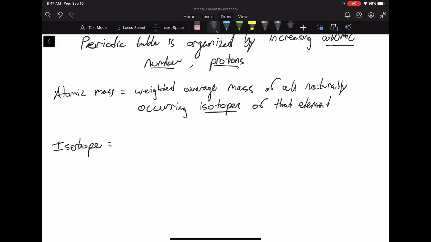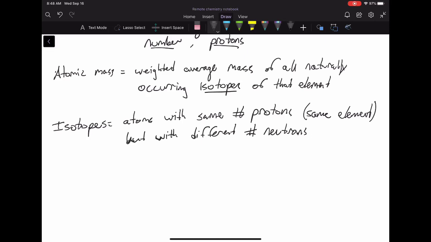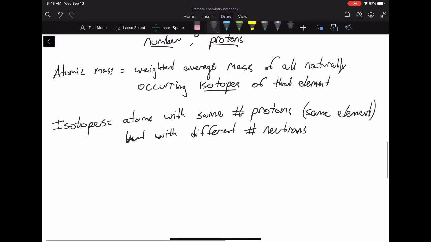An isotope, or isotopes, are atoms with the same number of protons. So that just means they're the same element, but with a different number of neutrons. So each element will always have the same number of protons. So every atom of carbon will always have 6 protons. Every atom of hydrogen always has 1, and so on. But they can have different numbers of neutrons. And so the atomic mass is kind of like the average of all of those isotopes that exist.